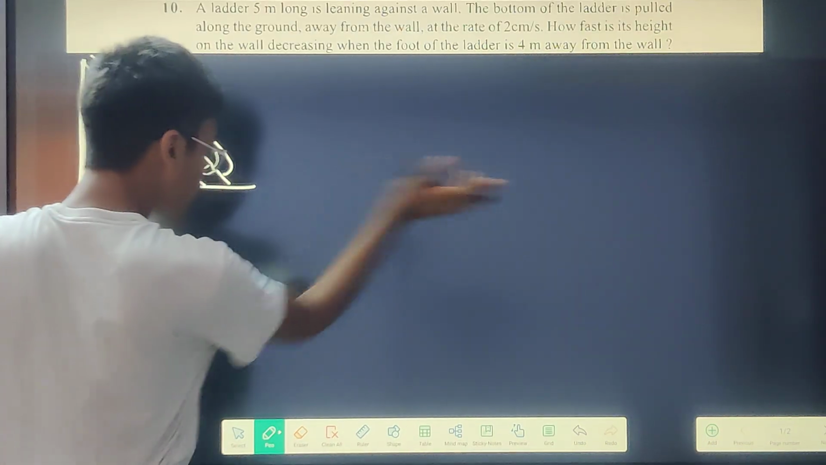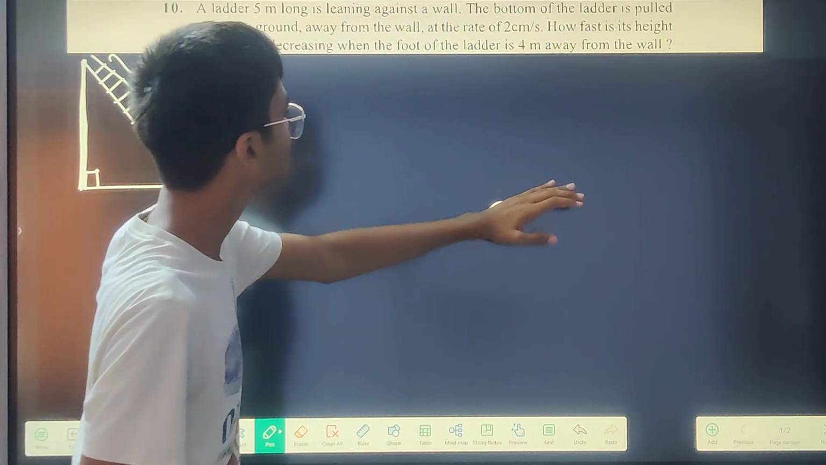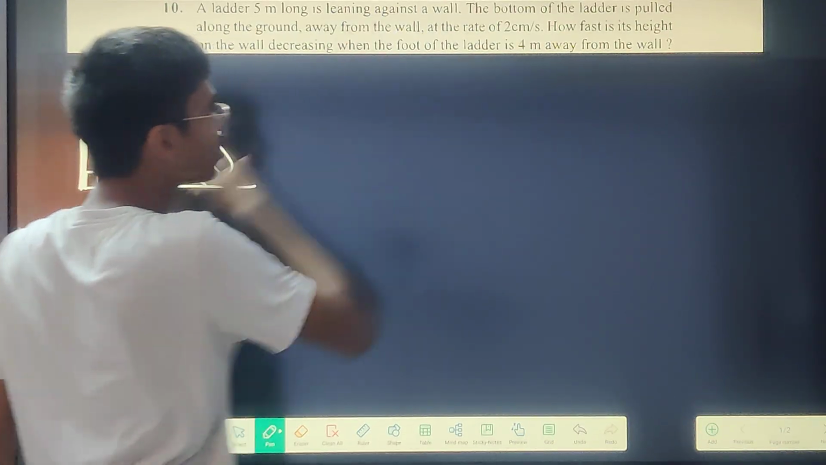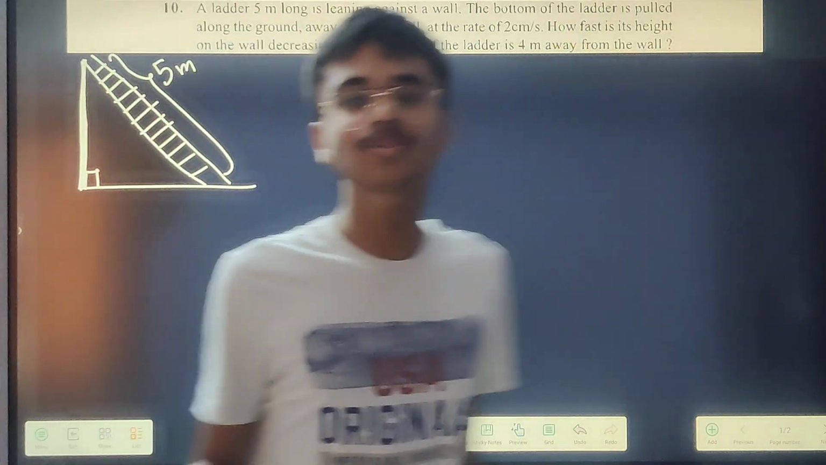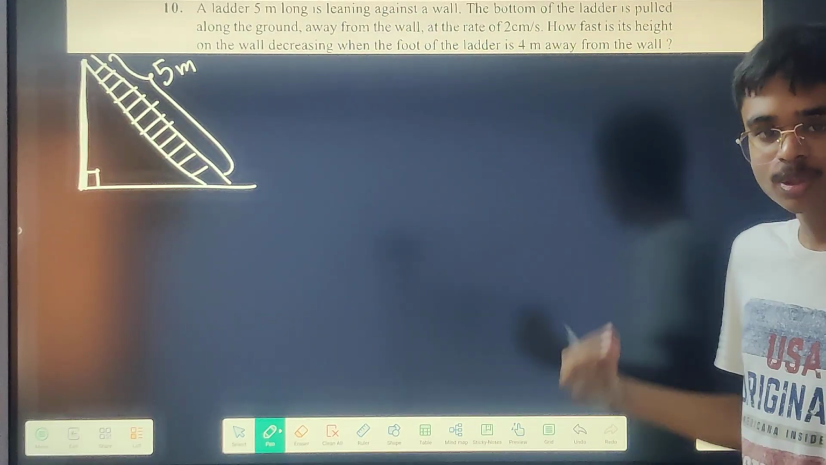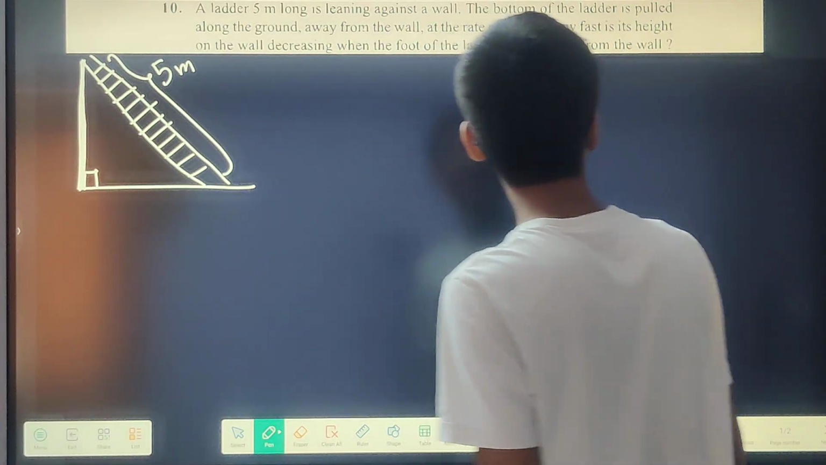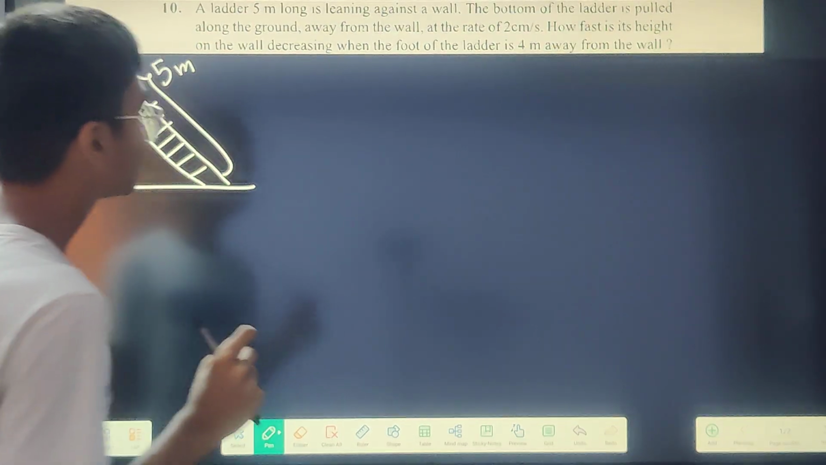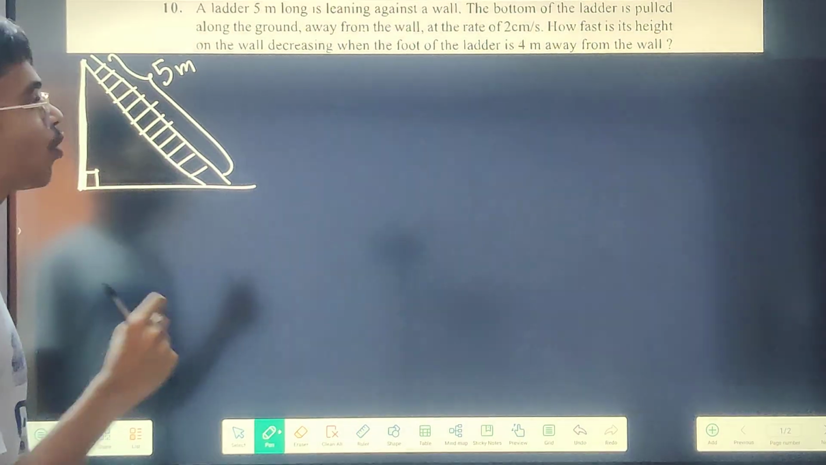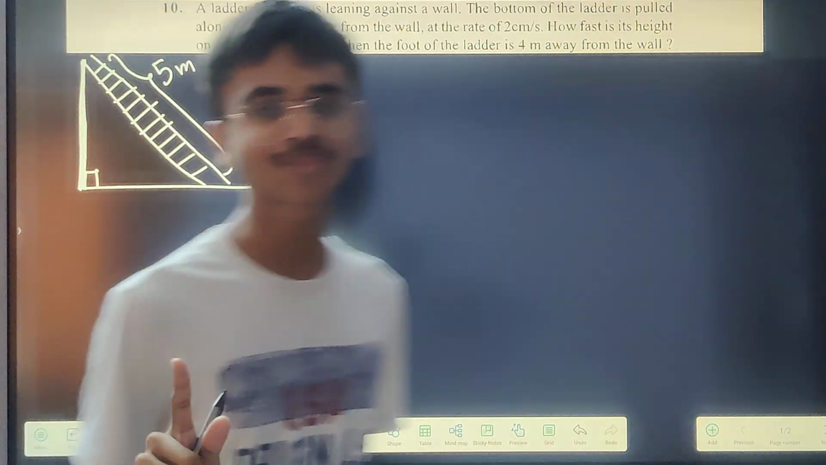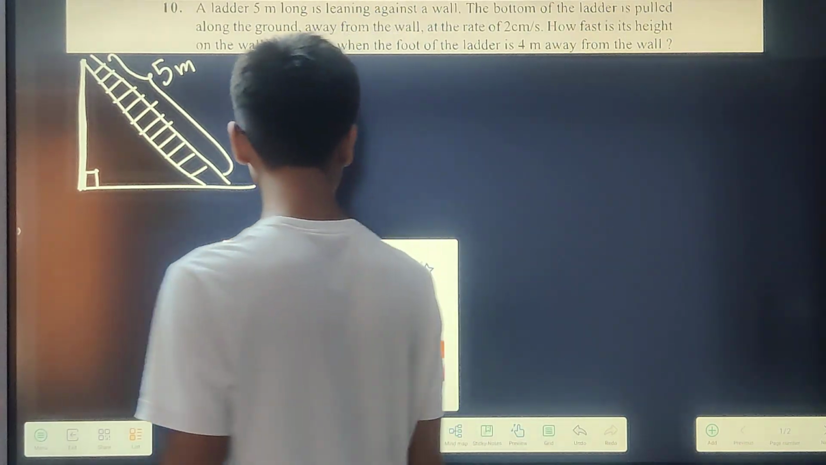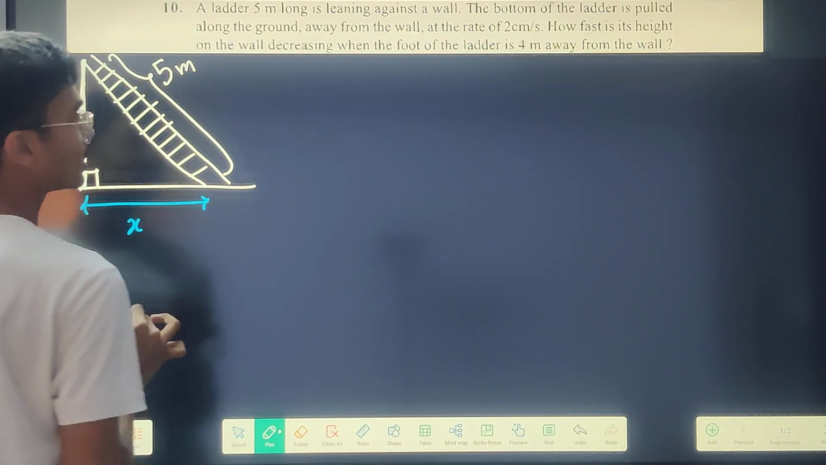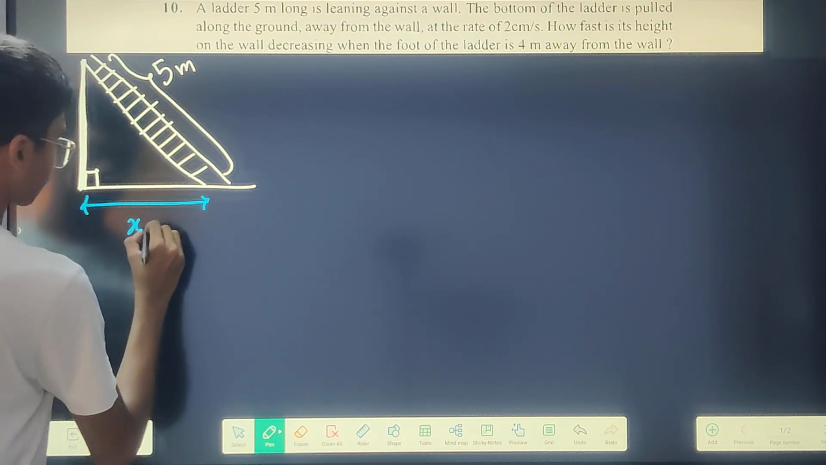That is the rate they have given. What does it mean? Per second, it is going away from this wall by 2 centimeters. 2 centimeters is the distance that it travels away from the wall per second. How fast is its height on the wall decreasing when the foot of the ladder is 4 meters away from the wall? Imagine this to be the x distance, x meters.